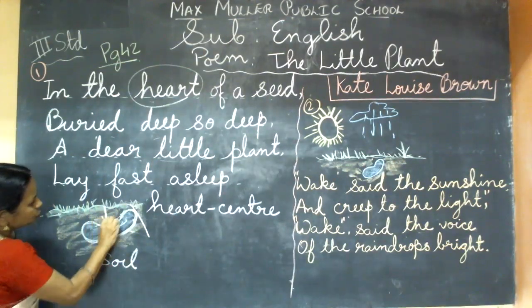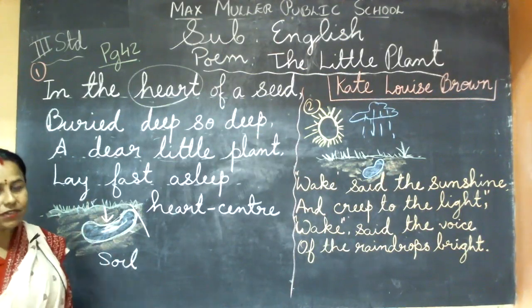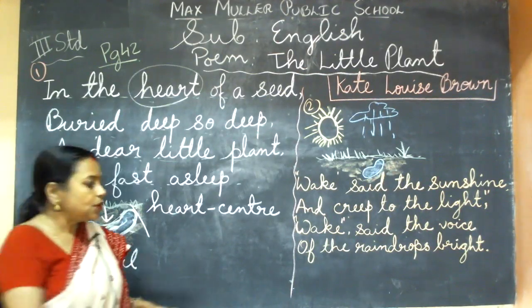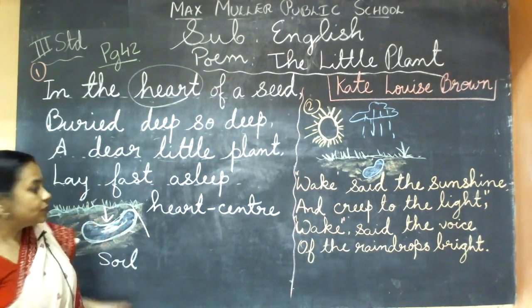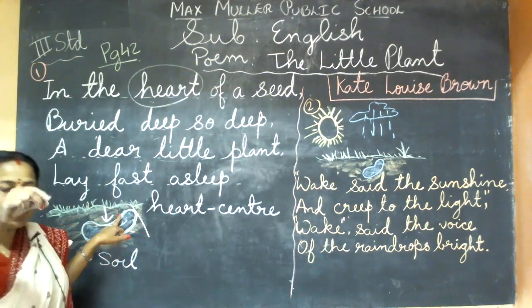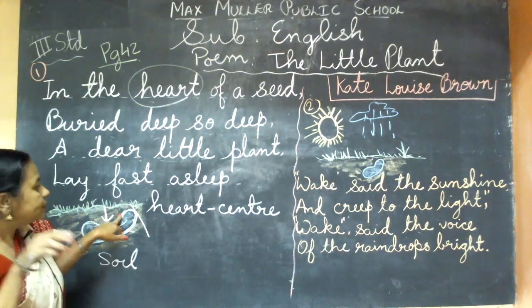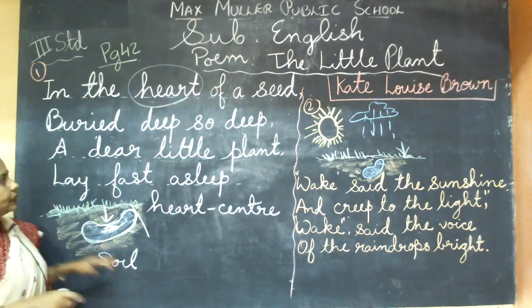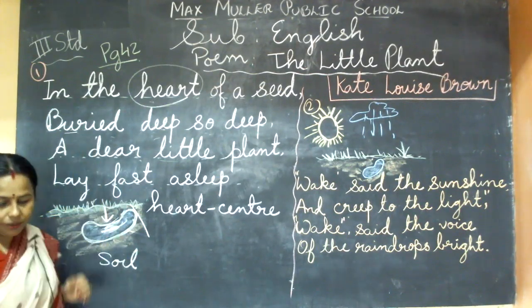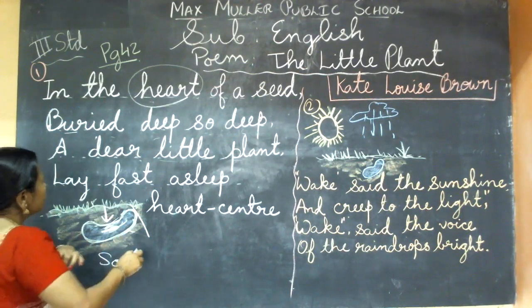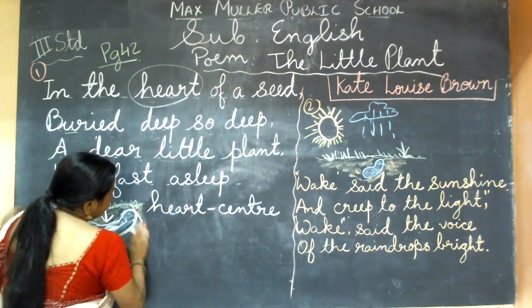So inside you have to put it, then only it will grow. Otherwise if you keep it on your table or on the tabletop or on the floor, it won't grow. It needs soil. So you have to insert the seed inside the soil. That is only buried. So buried means what? Beneath the seed, soil. Buried.